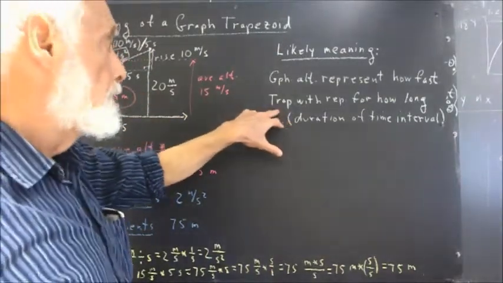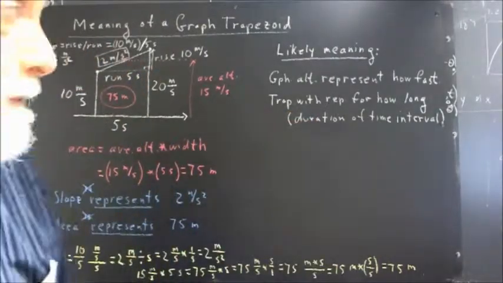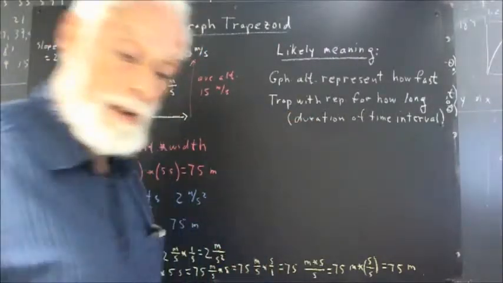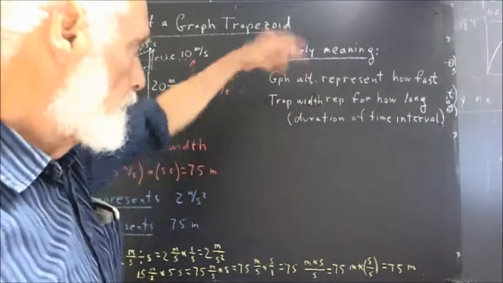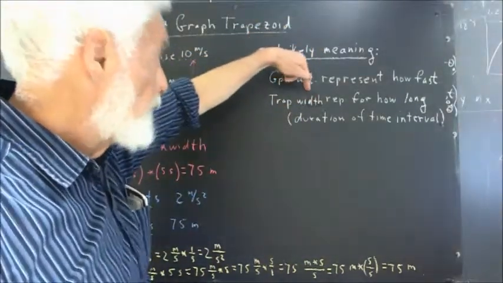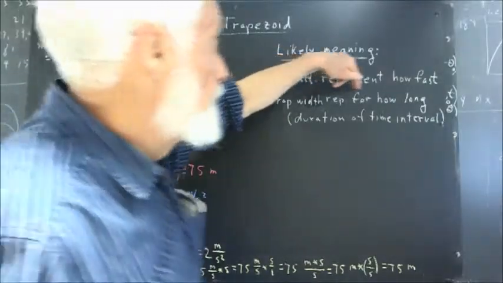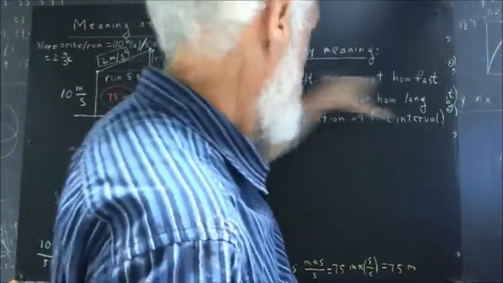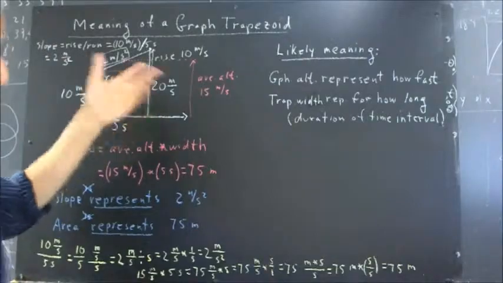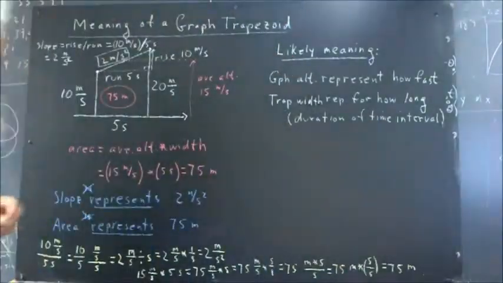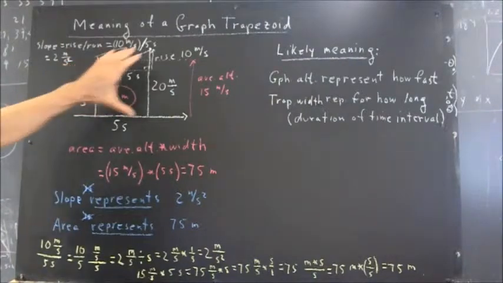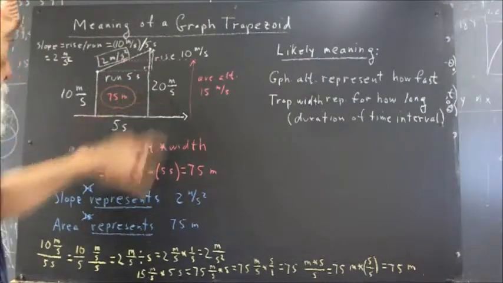The trapezoid width, and I wrote "width" wrong. Let me fix that. Okay, now, not a great looking word, but width. Trapezoid width represents for how long the interval lasts. It's the duration of the time interval. So we have something moving at 10 meters per second, 5 seconds later moving at 20 meters per second.